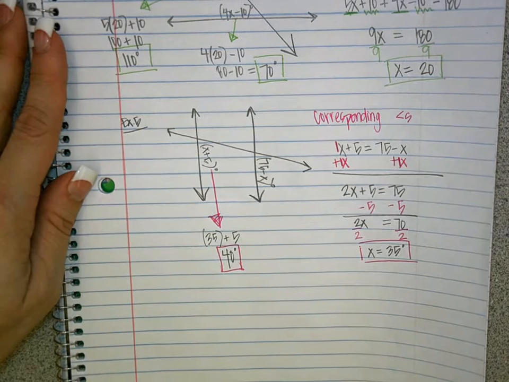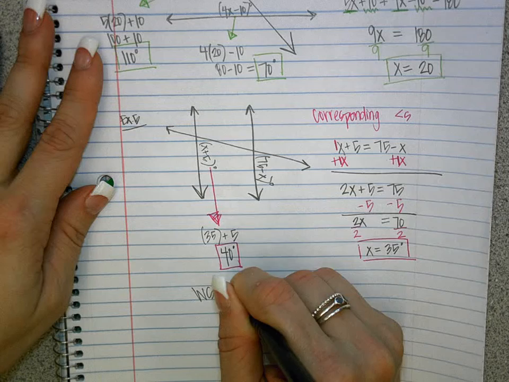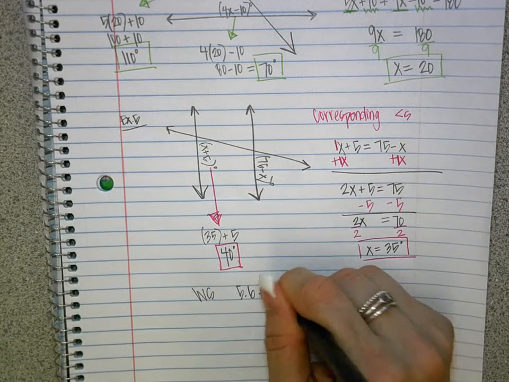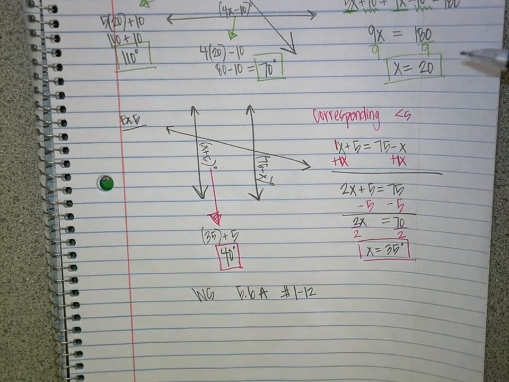Okay. Homework on this is you guys are going to do worksheet 5.6a, so it's just one side. Okay, and there are 12 problems on that, so you're going to do all of them. Okay, so just first figure out what type of angle relationship they have, then you can solve after that. Anyone have questions?